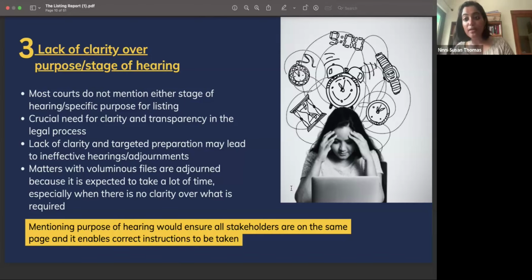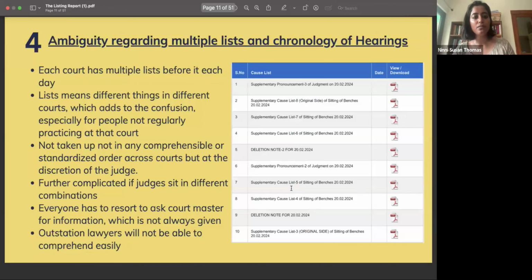But in many courts, that's not there. And if the stage of hearing or the purpose of hearing for the matter were to be included in the cause list, it would really improve the predictability of matters and also help all parties prepare for the matter accordingly.